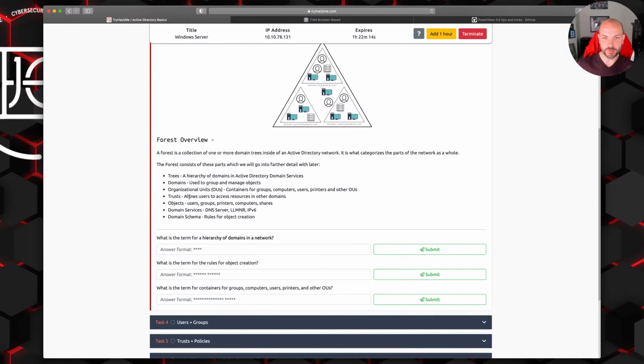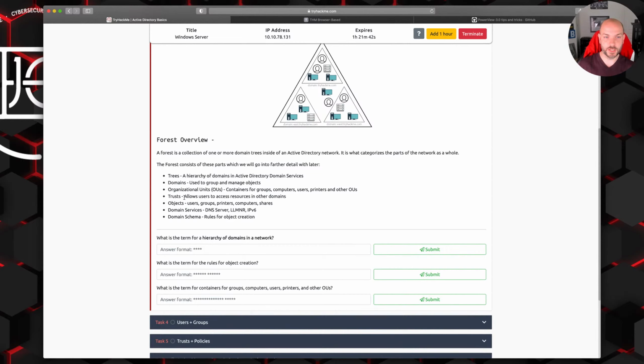Trusts allow users to access resources in other domains. And there are different types of trusts. I don't know how deep they're going to go into that, but you can have transitive trusts where both domains trust each other, non-transitive trusts, one-way trusts. That could be something where me being in one company, I'm trusted to be able to log into resources in another, but that other company isn't allowed to log into my stuff. A whole bunch of different ways that you can do that.